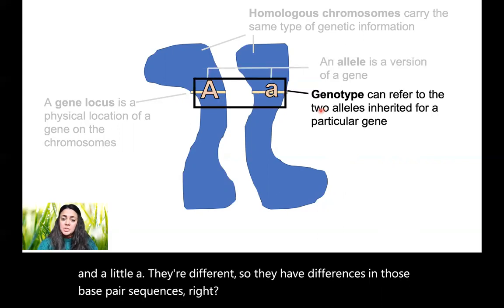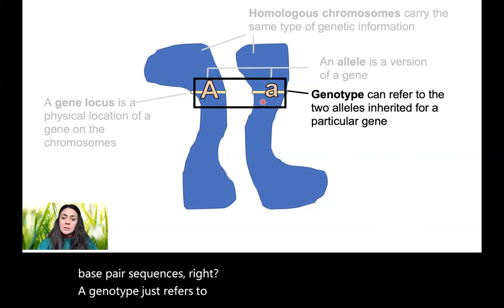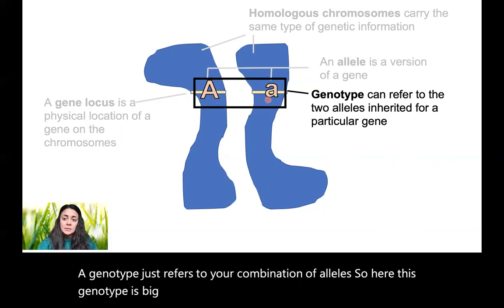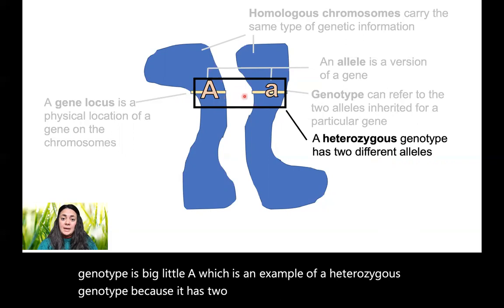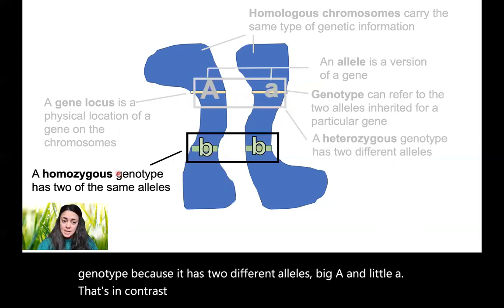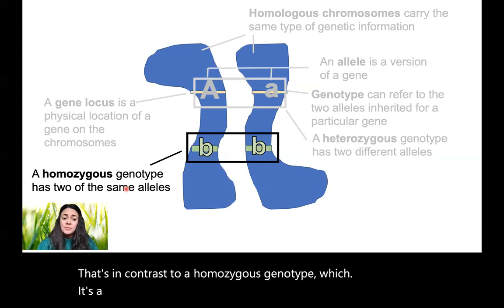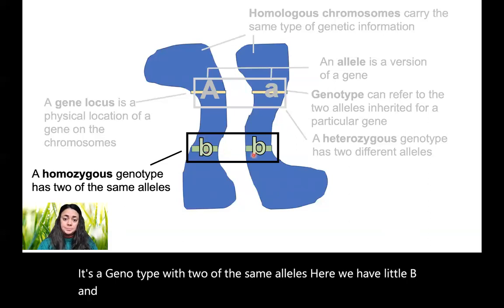A genotype just refers to your combination of alleles. So here, this genotype is big A, little a, which is an example of a heterozygous genotype because it has two different alleles, big A and little a. That's in contrast to a homozygous genotype, which is a genotype with two of the same alleles. Here we have little b and little b.